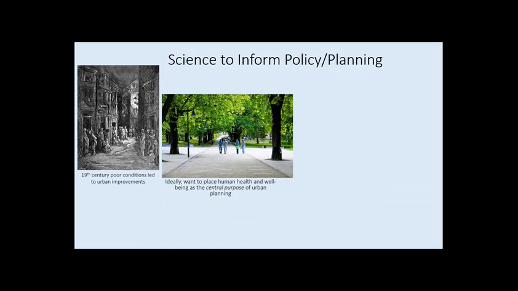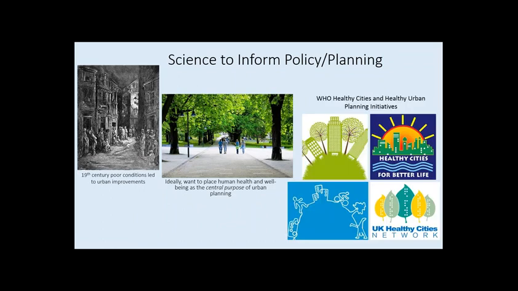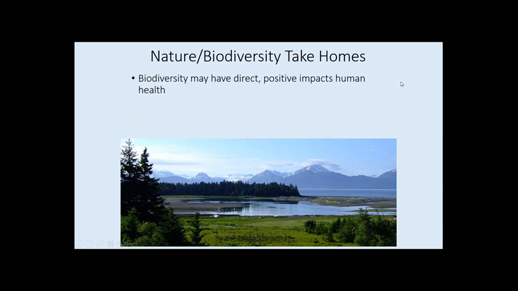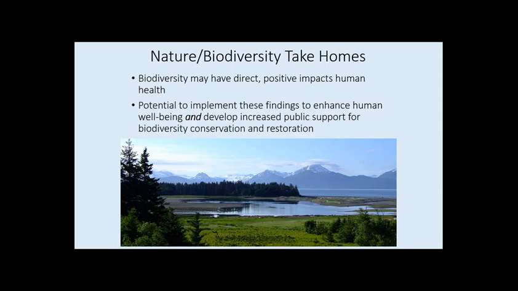And so if we place human health and well-being as a central part of urban planning, then we need to start incorporating our understanding of how green infrastructure and natural habitats really affect human health and well-being. And I'm very excited that there are opportunities like the World Health Organization's Healthy Cities and Healthy Urban Planning initiatives, and there's a UK Healthy Cities initiative. There are places where this is starting to happen, and we have models of what this can look like, which is very exciting, that we're taking that body of knowledge and starting to translate it into policy opportunities. So the take-homes here are that biodiversity may actually have direct positive impacts on human health, but more research needs to be done on this.